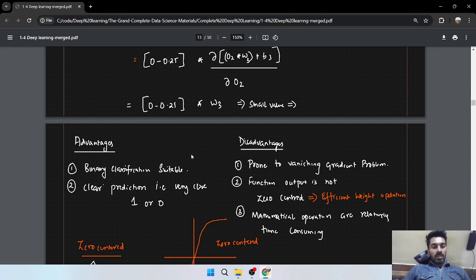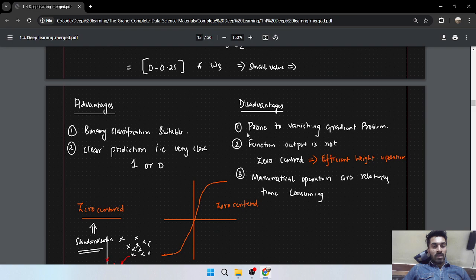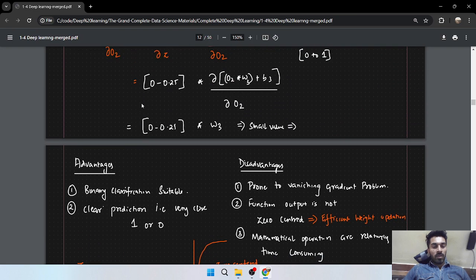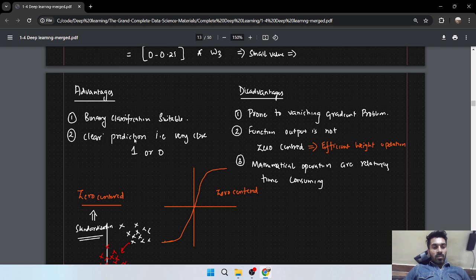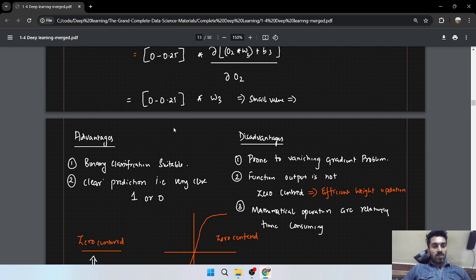Now we are seeing the advantages and disadvantages of this sigmoid function. It gives a clear prediction, very easy, like 1 or 0. It is suitable for binary classification. If you are doing binary classification, then you can apply this sigmoid activation function.